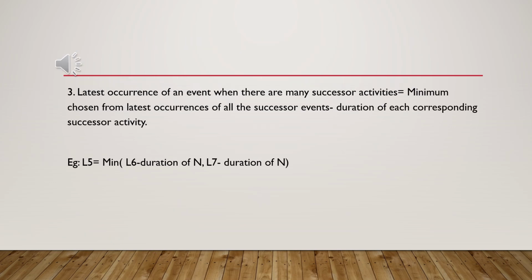3. The latest occurrence of an event, when there are many successor activities, equals the minimum chosen from the latest occurrences of all the successor events minus the duration of each corresponding successor activity. E.g., L5 equals min of L6 minus duration of n, L7 minus duration of n.